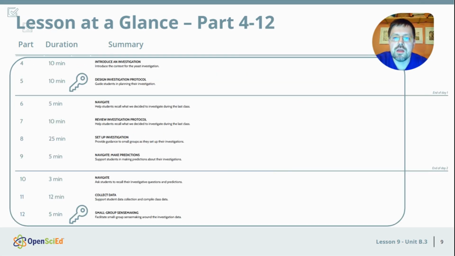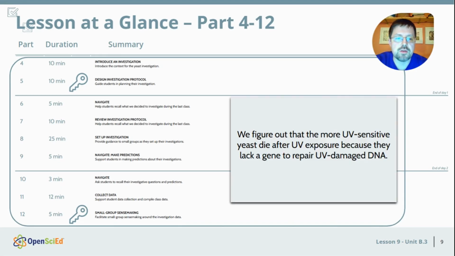In the middle part of this lesson, we design and conduct the yeast investigation. Students will expose wild type, aka normal yeast, and UV sensitive yeast to UV radiation. They also design a plan to test the effectiveness of sunscreen and clothing at protecting the yeast from UV exposure. From the lab, we figure out that the more UV sensitive yeast die after UV exposure because they lack a gene to repair UV damaged DNA.